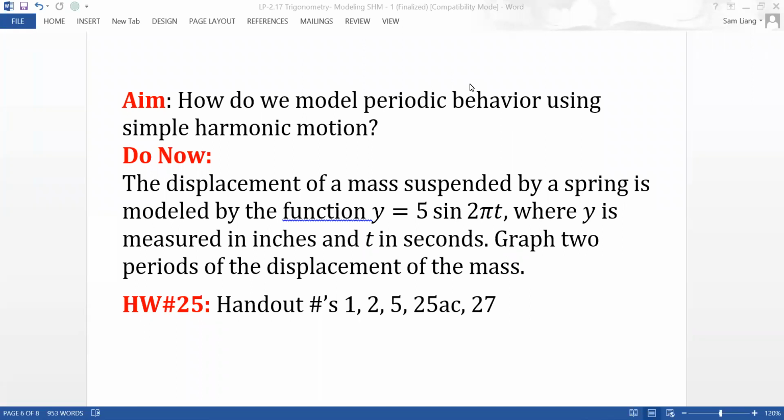All right, so your aim for today is how do we model periodic behavior using simple harmonic motion? And the do now is the displacement of a mass suspended by a spring is modeled by the function y equals 5 sine 2 pi t, where y is measured in inches and t in seconds. Graph 2 periods of the displacement of the mass. Okay, so take 3 minutes and then we'll go over this question.